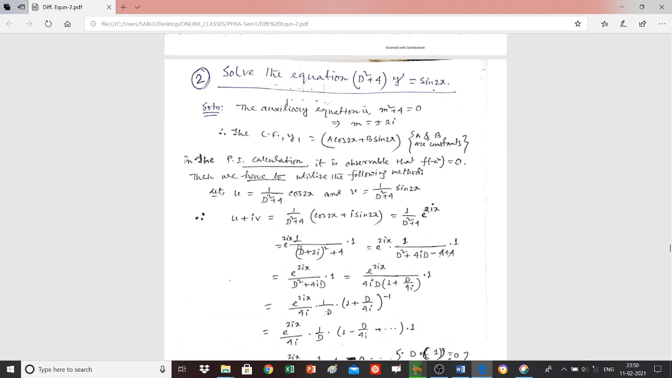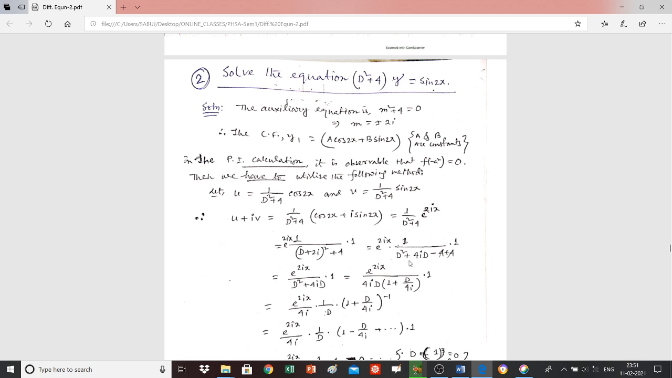So from here you write u plus iv. That is 1 by D square plus 4 times cos 2x plus i sin 2x, that is 1 by D square plus 4 e to the 2ix. And this can be written in the fashion that now D should be replaced by D plus 2i, and e to the 2ix can be taken to the left side, and here is 1. So e to the power 2ix, 1 by (D plus 2i) whole square plus 4.